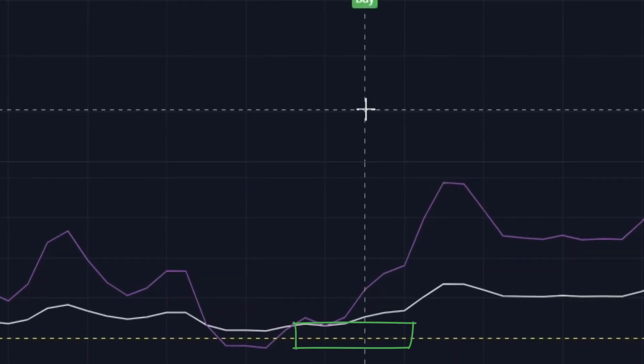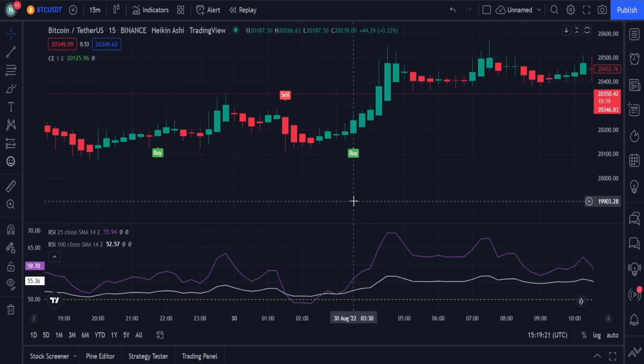Thirdly, the RSI has to be above the yellow dotted line right here, which is the 50 mark. But you have to stay extremely disciplined with this stuff. I'm going to show you some examples of a short and long trade and also situations where you would not have gotten in a trade.